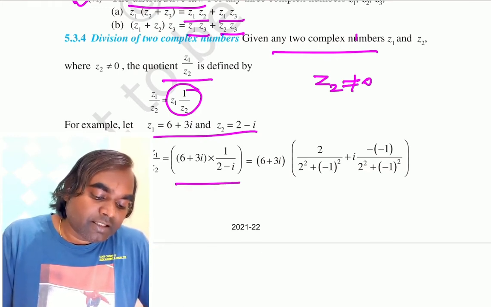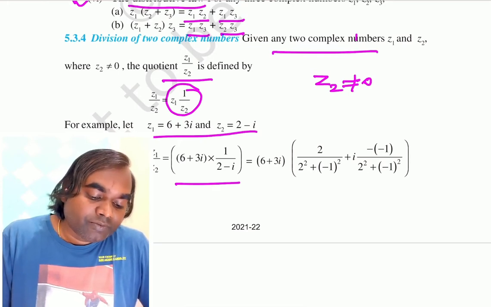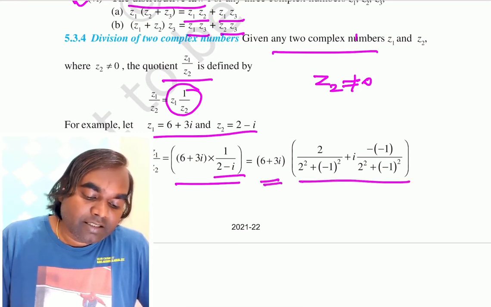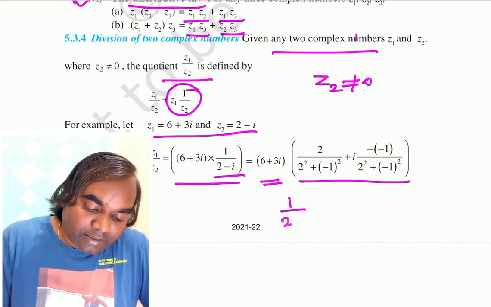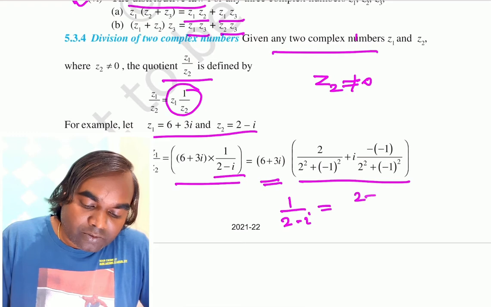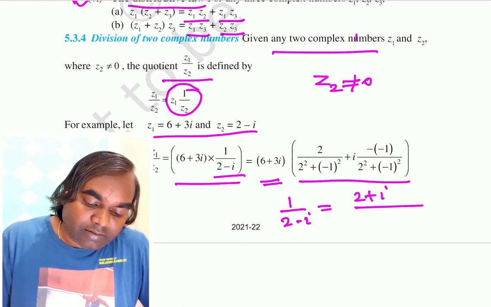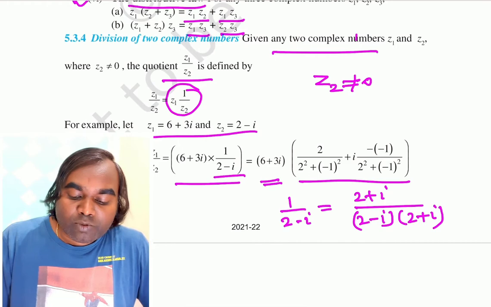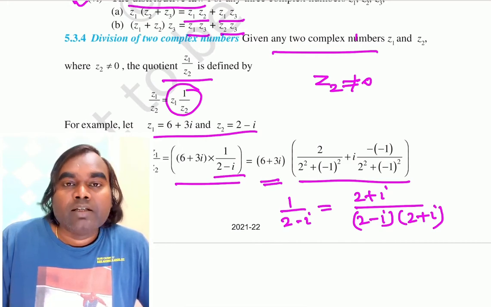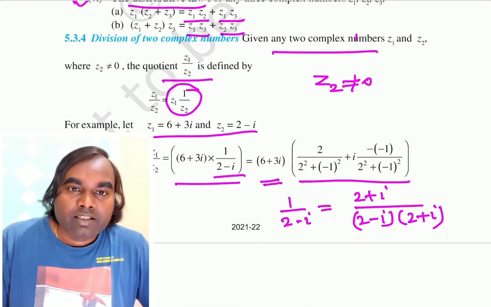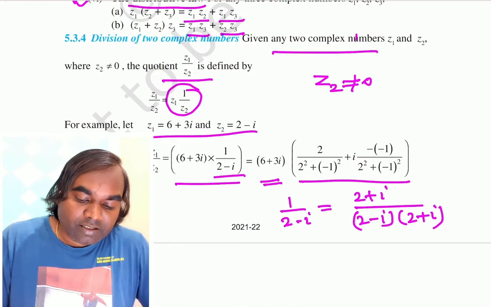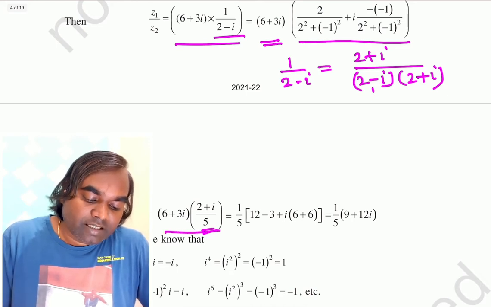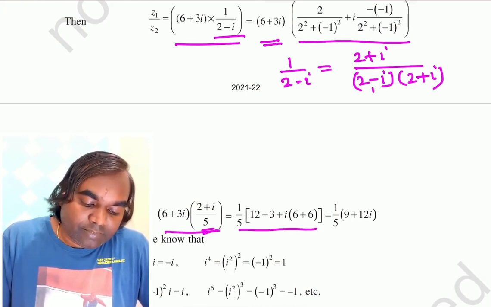We can do this by 6 plus 3i into 1 by 2 minus i. Similarly, that means we can write this by this. This is nothing but we are simplifying this. 2 minus i is multiplied by 2 plus i, divided by 2 minus i into 2 plus i, and the denominator will be equal to 4 square minus i square, that is 4 plus 1, that is equal to 5. So we will get this, and finally we will get this and this.